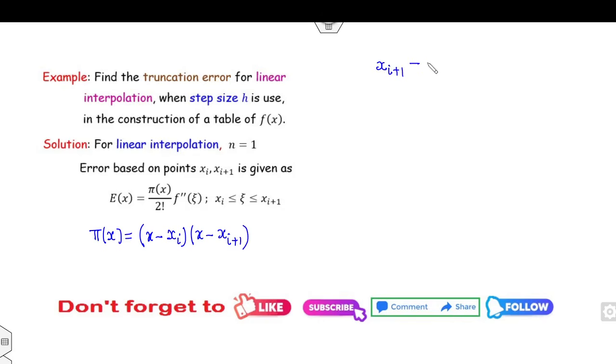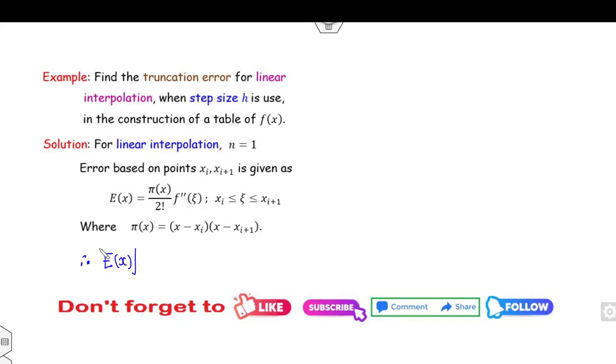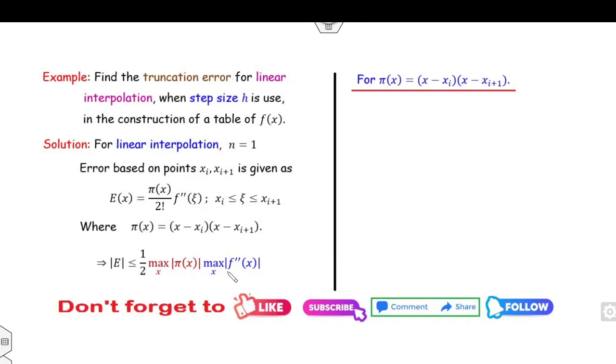xi plus 1 minus xi, that comes to be h. This is given to you as per this statement. Fine. Now can you find the error? So the maximum error will be 1 over 2 factorial, maximum value of pi x and maximum value of second derivative.